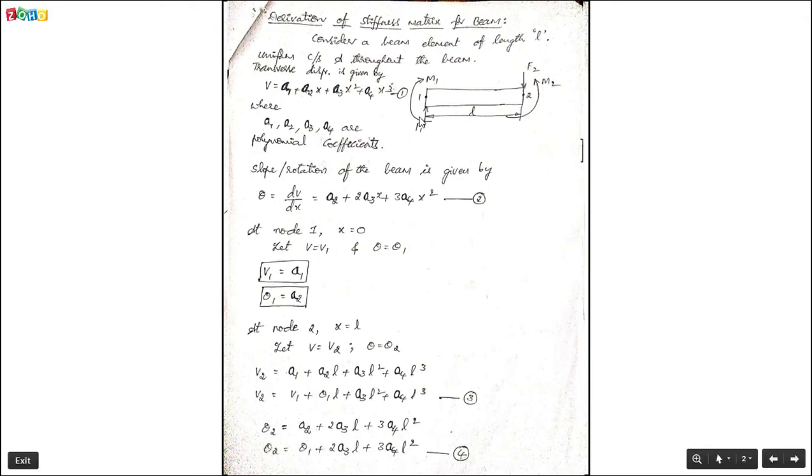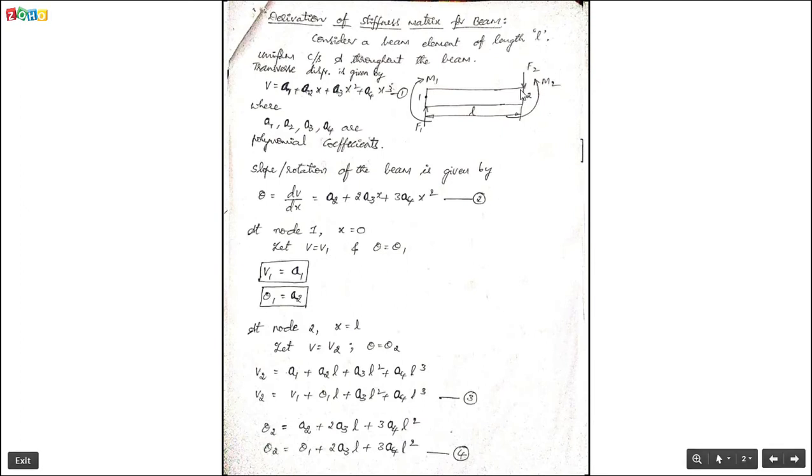Now we are applying the boundary conditions. At x equal to 0, v equal to v1 and theta equal to theta 1. Here you can observe F1 corresponds to v1 and M1 corresponds to theta 1. Substituting x equal to 0 in these equations, we get v1 equal to a1 and theta 1 equal to a2. So v1 and theta 1 belong to the first node.